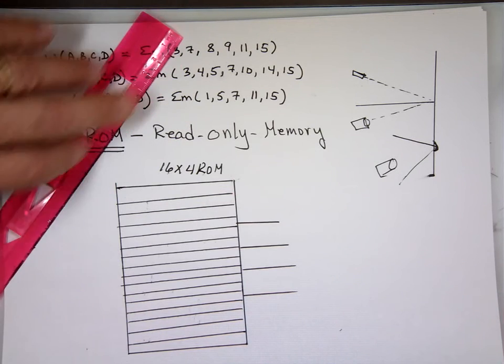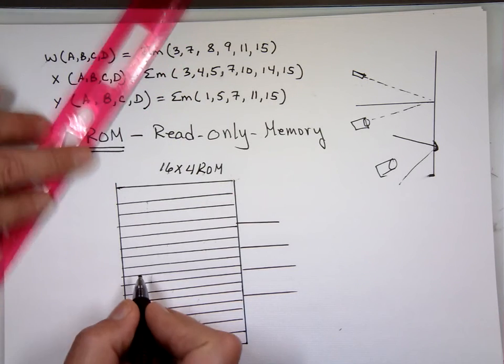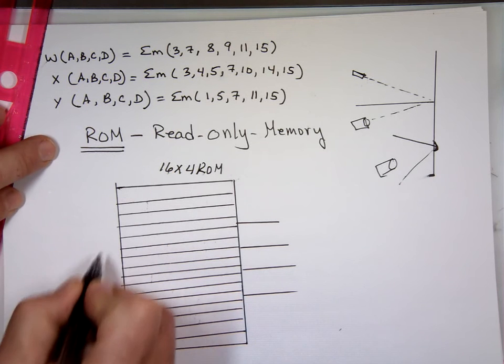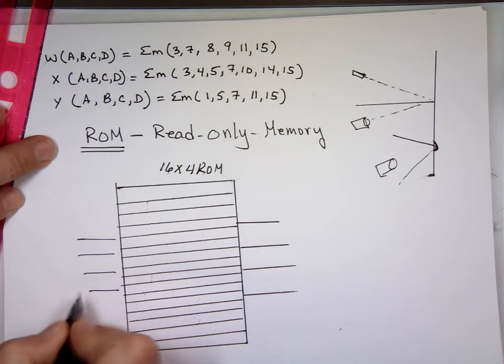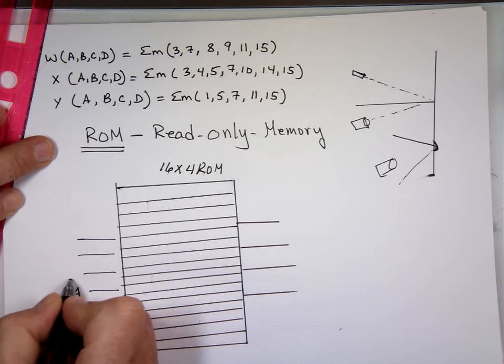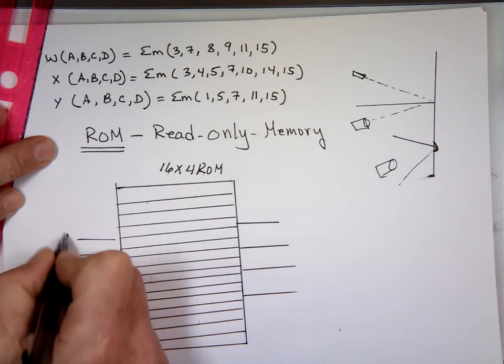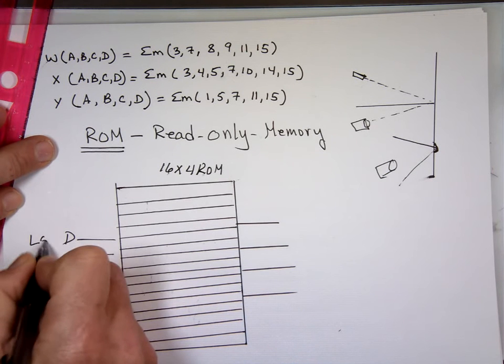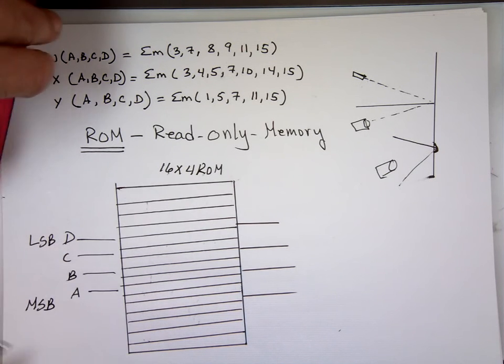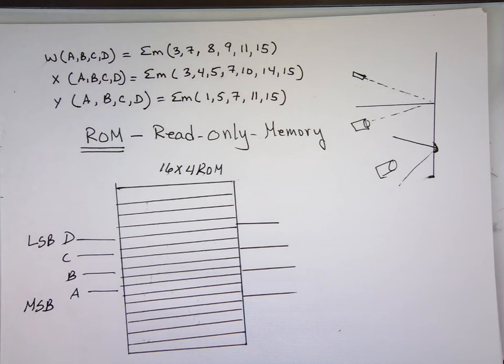And you have what we call four inputs. The inputs are, I'll use A as the most significant, B, C, and D. Most significant bit, least significant bit, LSB. So I'm using A as my most significant. I have four outputs.